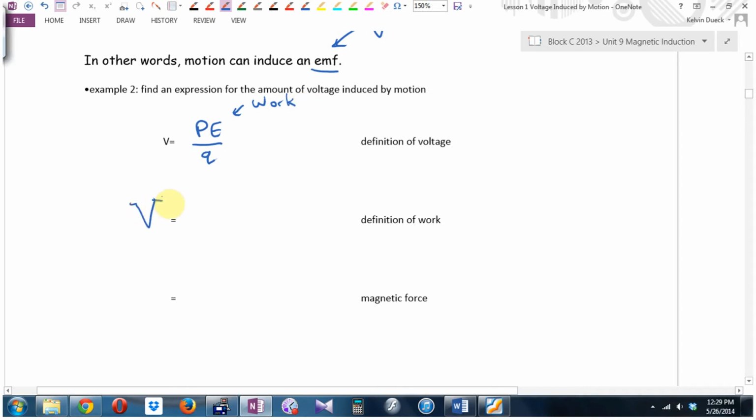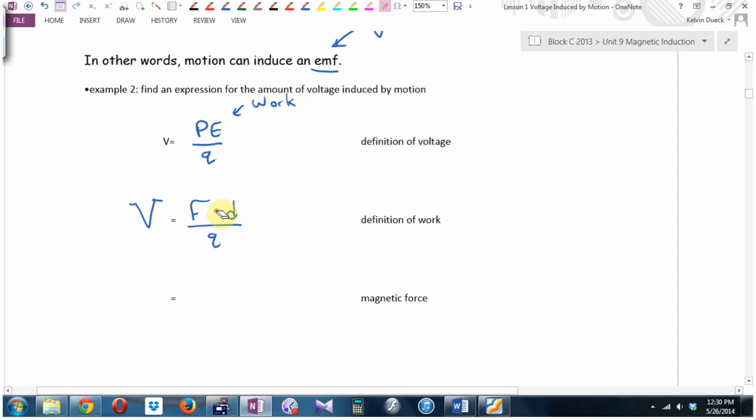What's the definition of work? Way back when, this is good review from Physics 11, work equals what times what? It's on your formula sheet too. You're right, someone started to say it. Force times distance. So this is force times distance per coulomb.